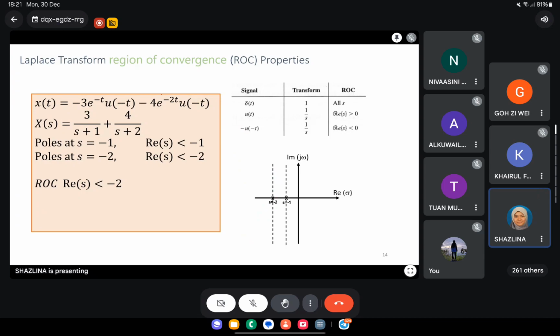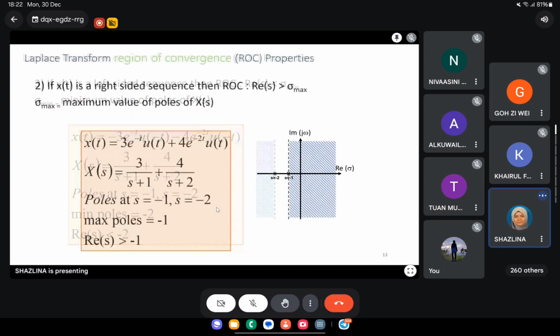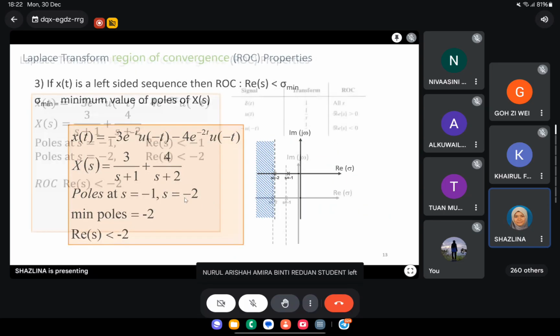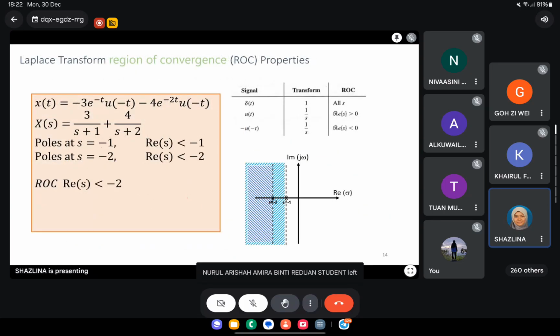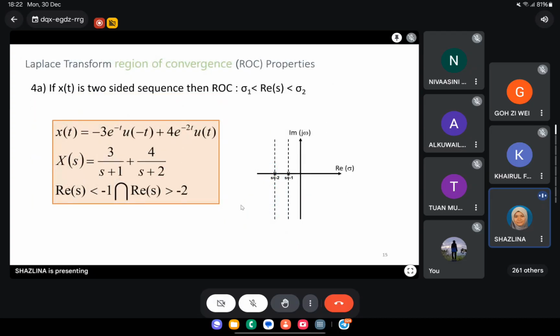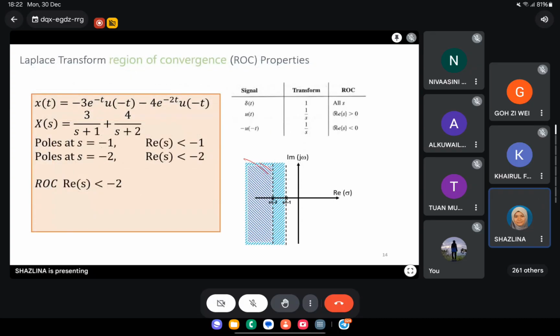Now, let's say this one. Both are negative signals. If it's negative then the ROC must be smaller. The poles are at -1 and -2, so the smaller pole is -2. So the ROC here is smaller than -2.